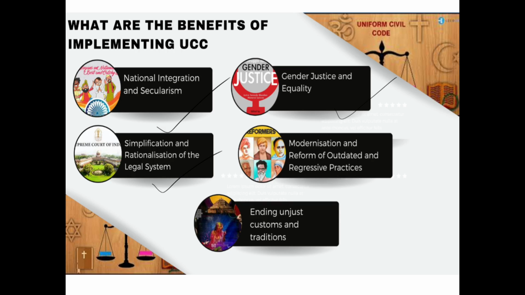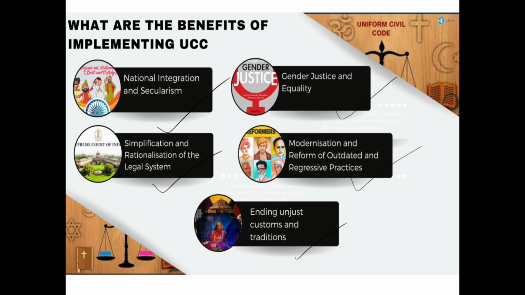Okay. Second thing, modernization and reform of outdated and regressive practices. Most of the religious rules are based on what has been customary, what has been going on for a long period of time from the past. So there are certain outdated concepts because of which there is gender inequality. So it is said that if we have a uniform civil code which will be based on scientific and modern ideas, it will help us discard the old and outdated practices.